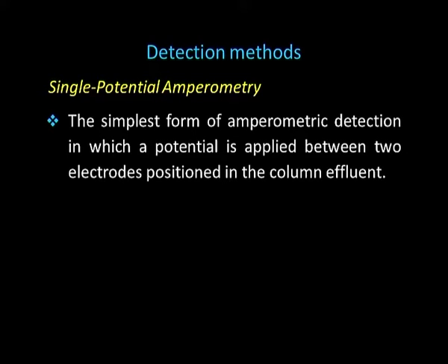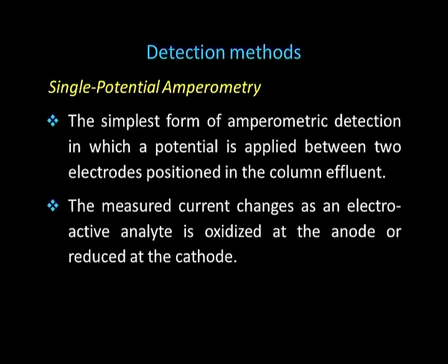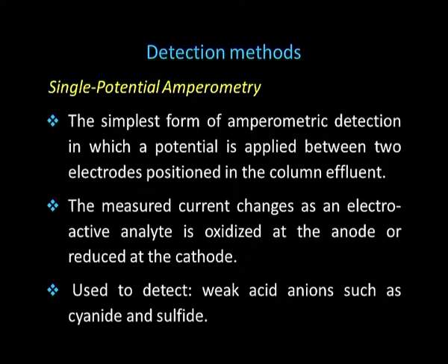It is the simplest form of amperometric detection in which a potential is applied between two electrodes positioned in the column effluent or solution containing the analyte. The measured current changes as an electroactive analyte is oxidized at the anode or reduced at the cathode. Now, the current is used to detect weak acid anions such as cyanides and sulfide.